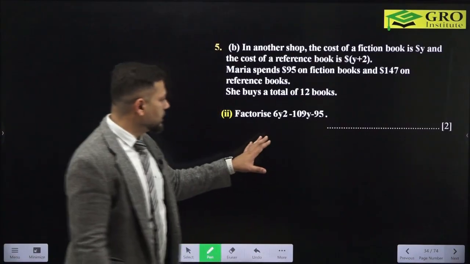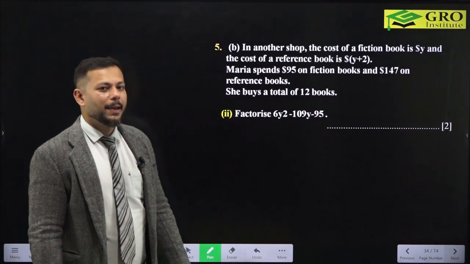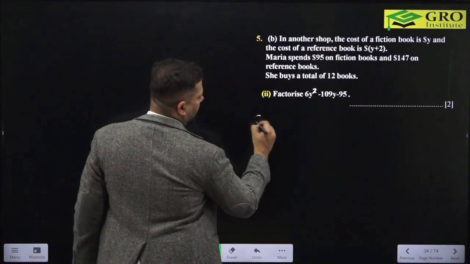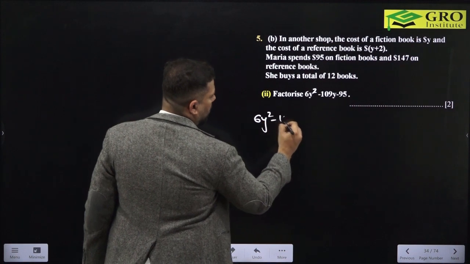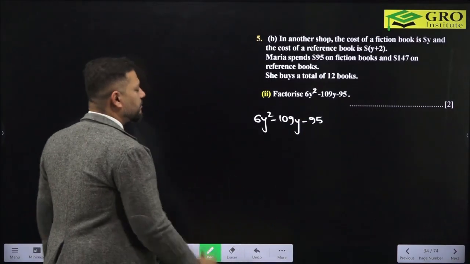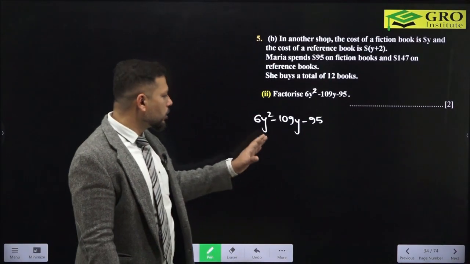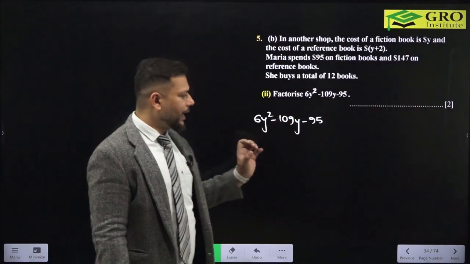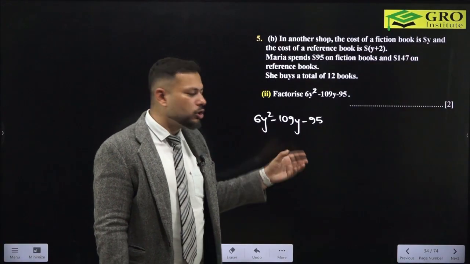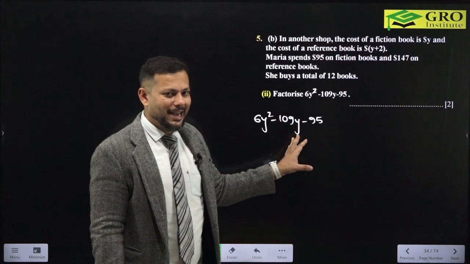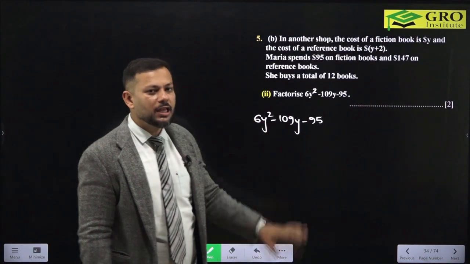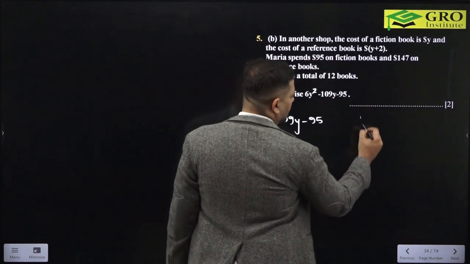Let us do it. You can see we need to factorize 6y square minus 109y minus 95. Let us quickly solve it. Guys, to factorize it, we can find the product of the first term and the last term, and then split the middle term in such a way that the difference or the addition of that splitting is equal to 109y only, and the product of it would be equal to the product of the first term and the last term. So we are using it over here.